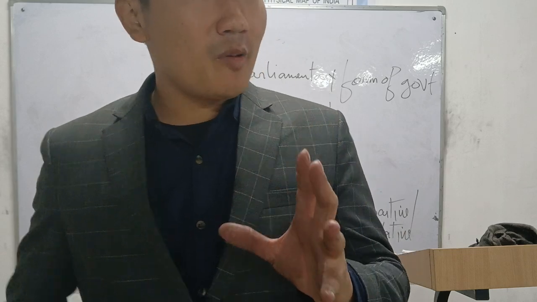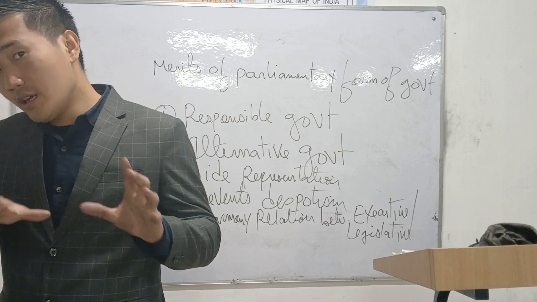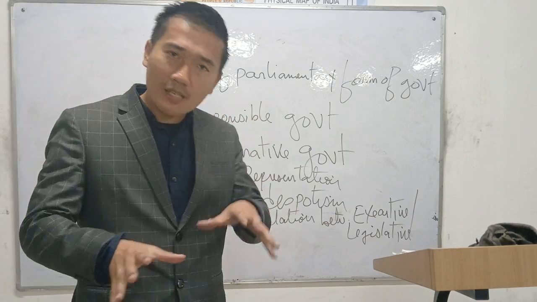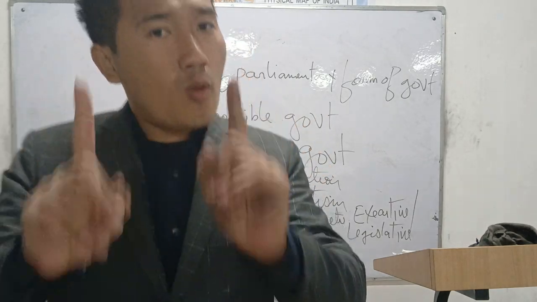The mains question paper will be in this way. You have to support or you have to disagree. Too important. If you are to support, give these merits. You are supporting the parliamentary form of government. But now, what I'm going to give you is, you are going to disagree.